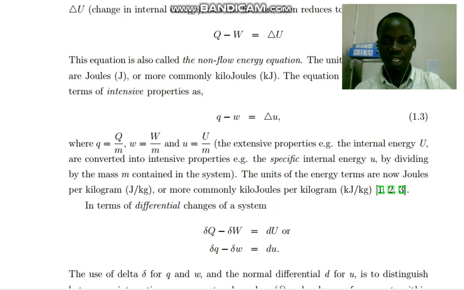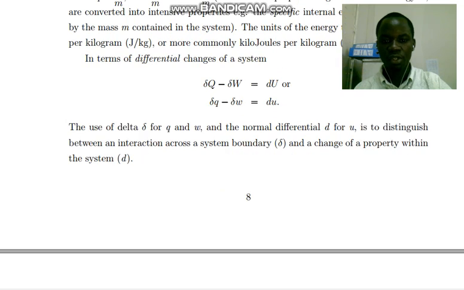In terms of differential changes of a system, a small change in heat minus a small change in work will give you a small change in internal energy. So the use of delta for Q and W and the normal differential d for U is to distinguish between an interaction across a system boundary and a change of property within the system.